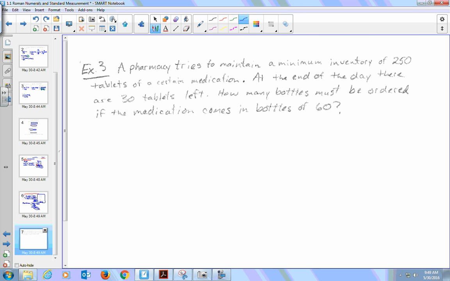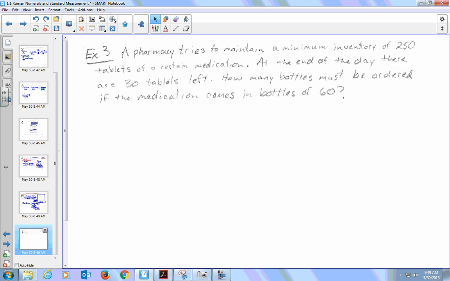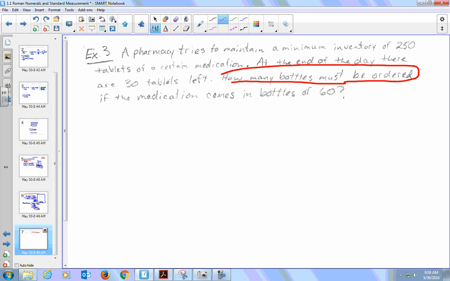Last example, a pharmacy tries to maintain a minimum inventory of 250 tablets of a certain medication. At the end of the day, there are 30 tablets left. How many bottles must be ordered if the medication comes in bottles of 60? So this is a multiple step problem. And remember, you always want to look at the question: how many bottles must be ordered? Okay, that's what we're trying to get to.